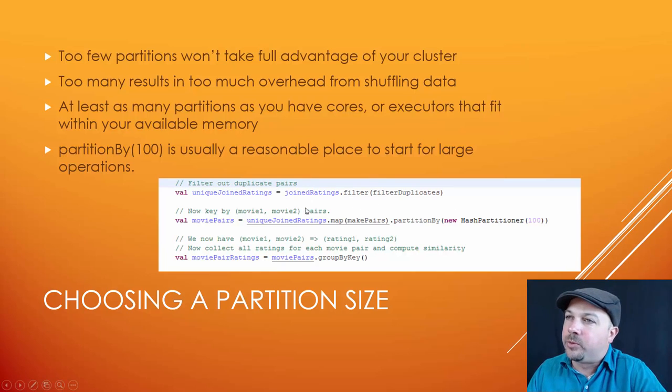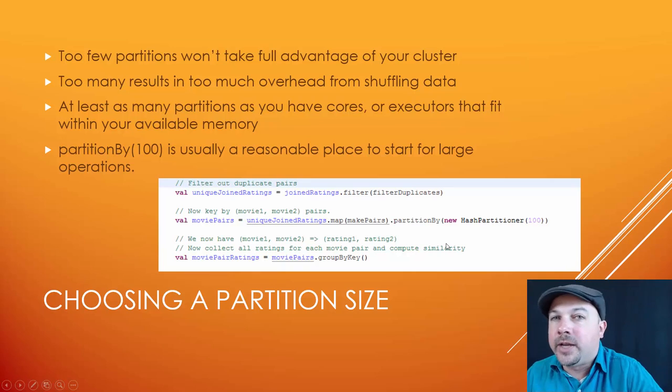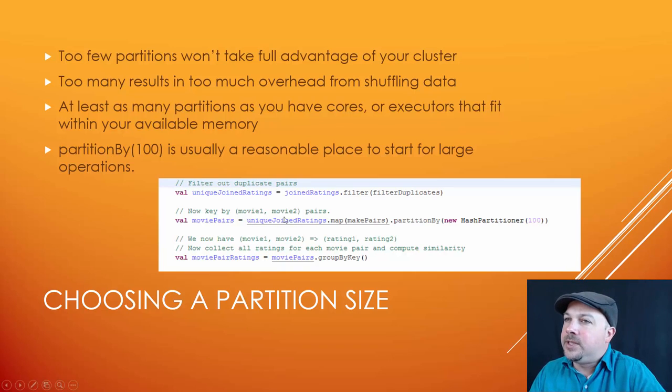So if we go back and look at the actual code for our 1 million ratings movie similarity script, you can see that we have this movie pairs RDD that we're going to do a group by key operation on here. And group by key is one of those operations that benefits from partitioning. So to make sure that's well distributed, we're taking this unique joined ratings RDD, mapping it, and taking the result of that and partitioning it into 100 partitions. So the syntax here is partitionBy, and then you pass in a partitioner object, which we create. HashPartitioner is one you'll typically use, and 100 means I want 100 partitions. So pretty easy to use in Scala.